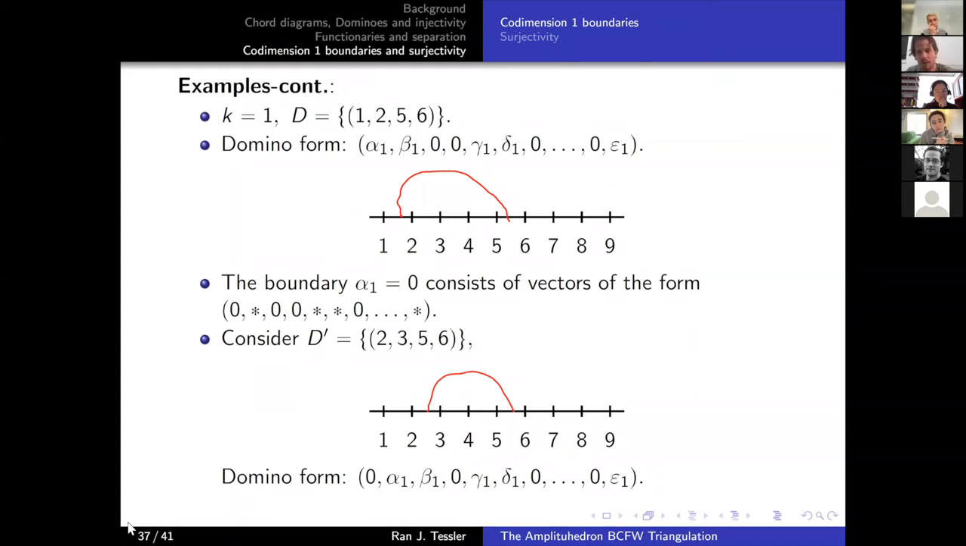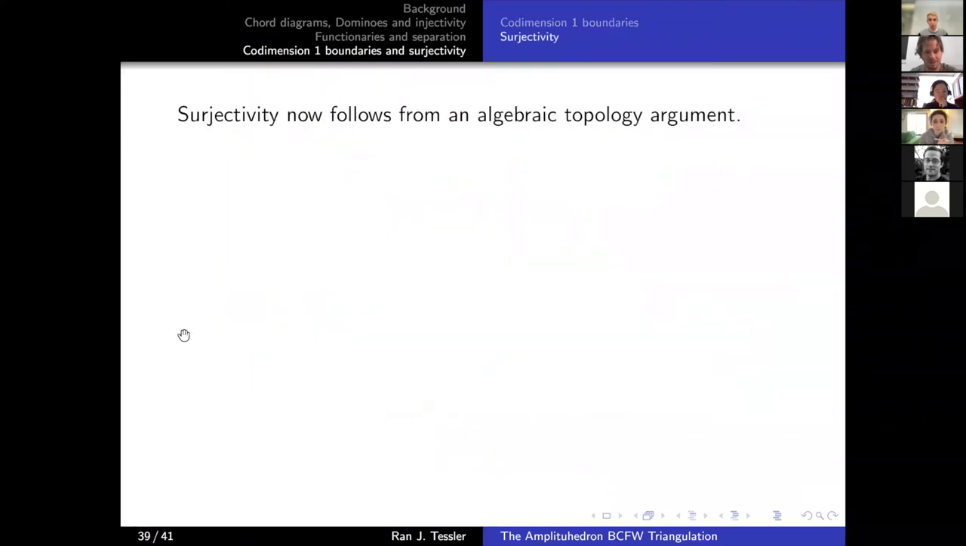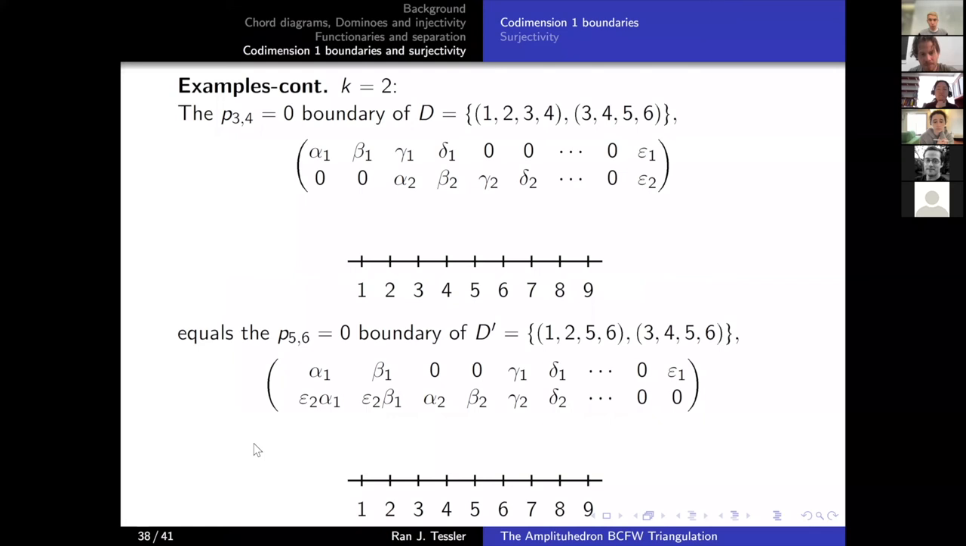So now let's go to the last example. And I think that I will be good with the time. So now let's consider this example. Now K is two and we have two chords. So in this cell, it is 1, 2, 3, 4 and 3, 4, 5, 6. Now in the second cell, it is 3, 4, 5, 6 and 1, 2, 5, 6.